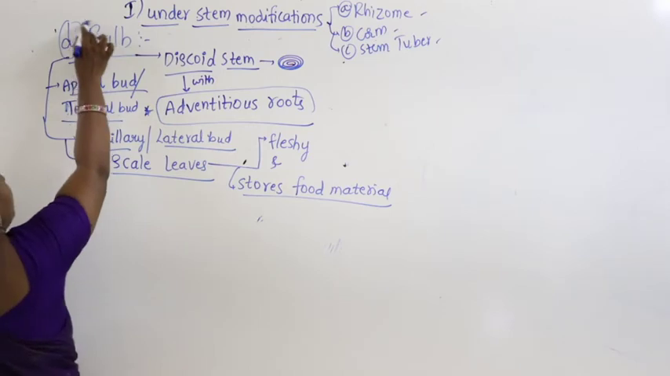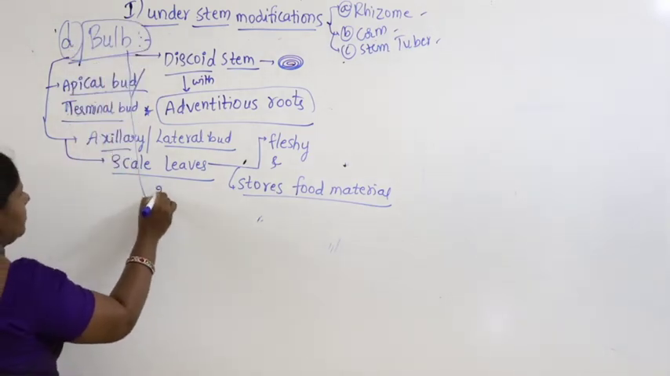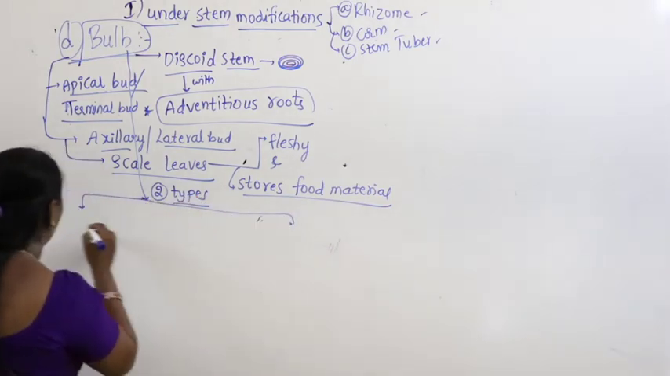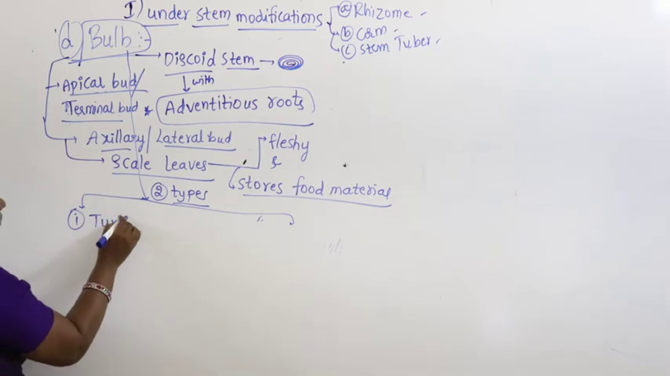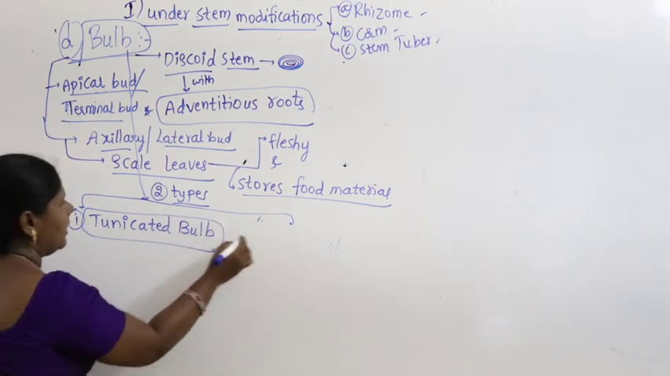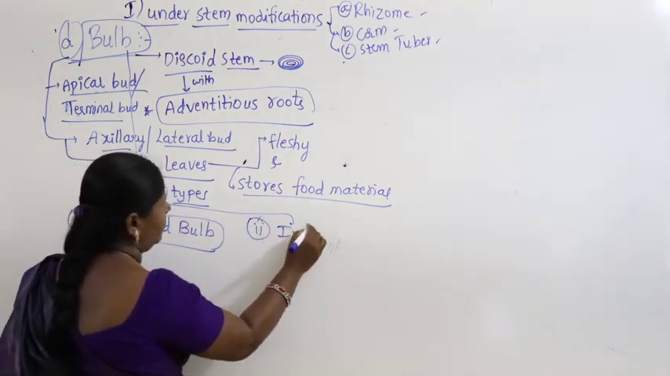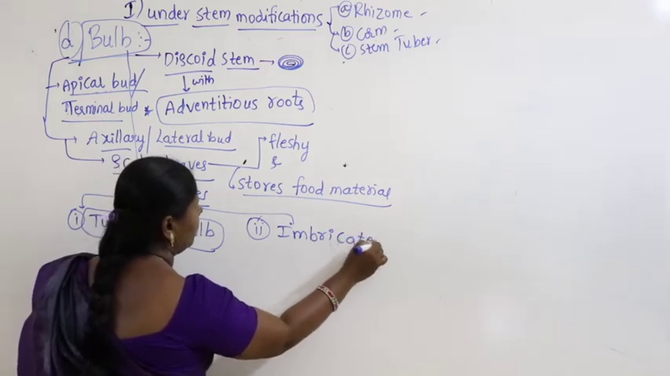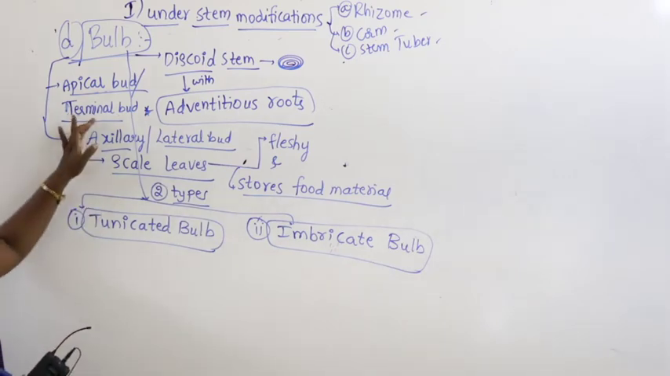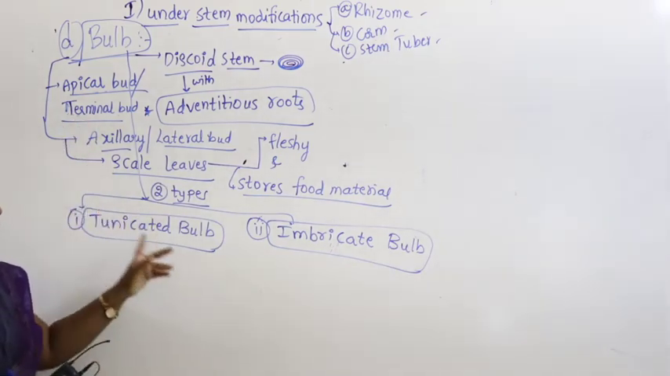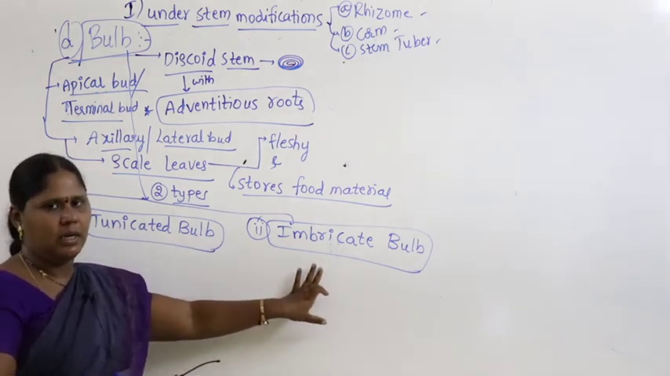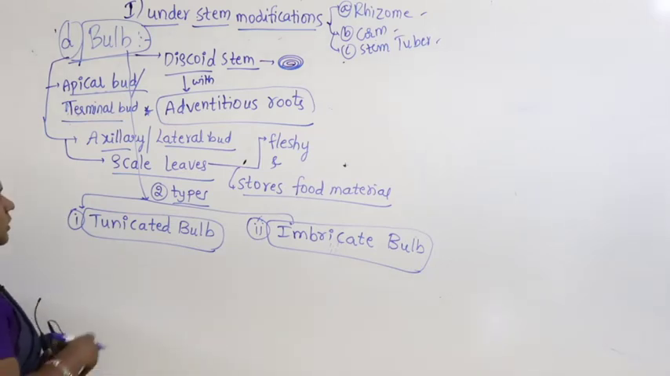Now this bulb is further divided into two types. What are they? The first one is called tunicated bulb, and the second one is called imbricated bulb. You will come to know what each is; in the diagram I will let you know. The first one is tunicated bulb, and the second is imbricated bulb. Now, what is a tunicated bulb?